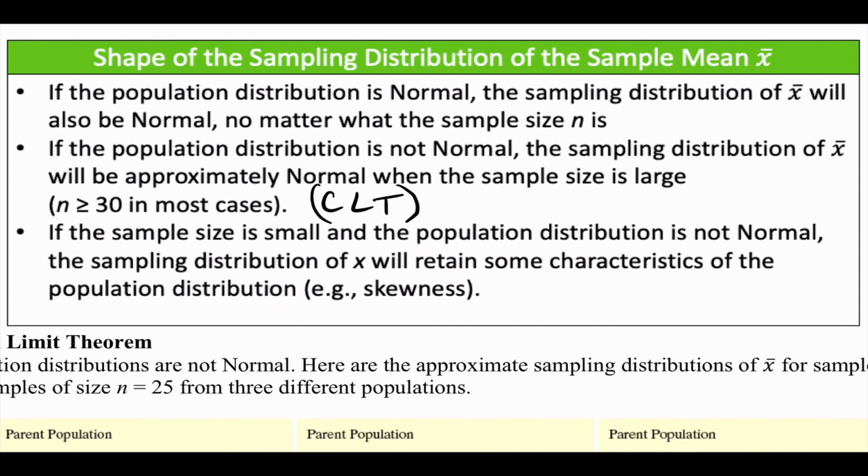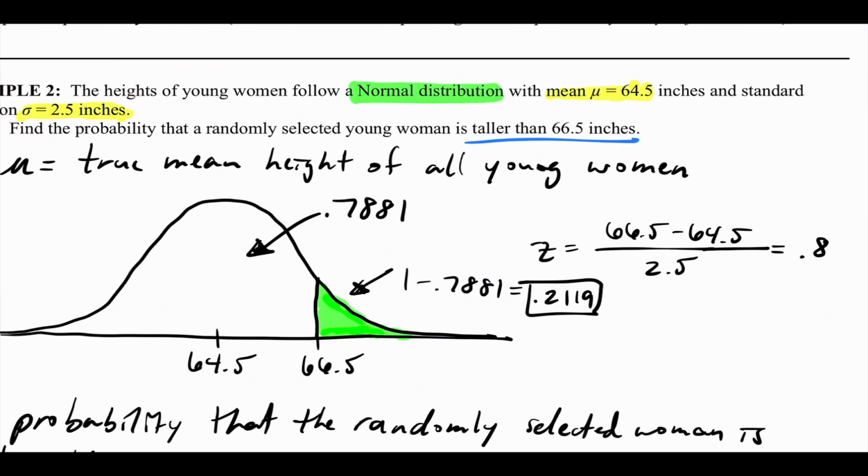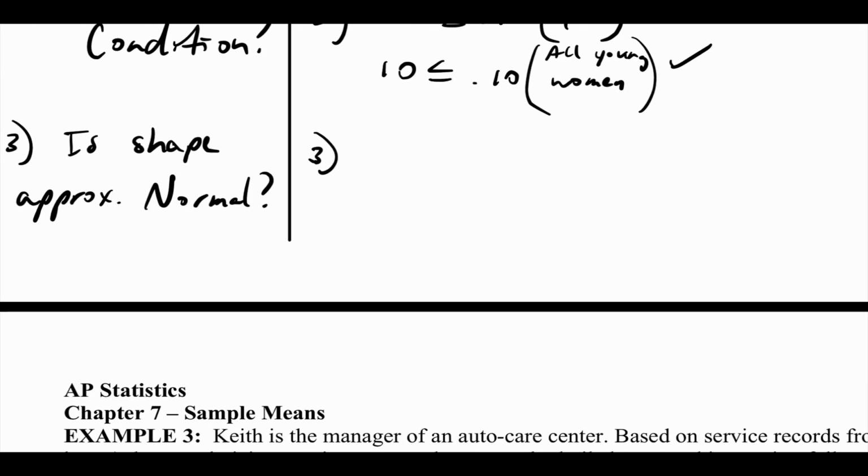So let's go through it. In the question, does it say the population is normally distributed? It does, right? Absolutely, it did. It says the heights of young women follow a normal distribution. Boom, we're done. It's stated. Population stated as normal. So you say population is stated as normal.